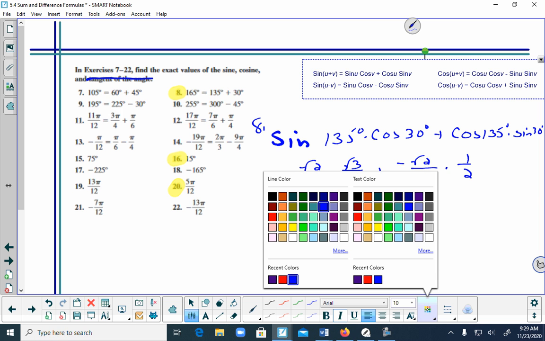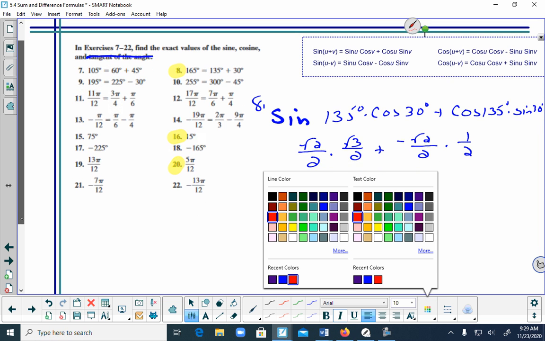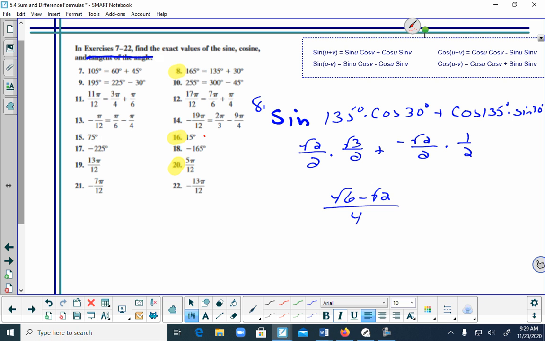Then the next one you had to do was number 16. I want 15 degrees. They didn't separate 15 degrees, but I'm going to separate it as 45 degrees minus 30. Remember, there's different ways that you can separate it, but that's the way I'm going to think of it. So, oh, my bad, 8. I forgot to find the cosine. This is the sine of 165 degrees.